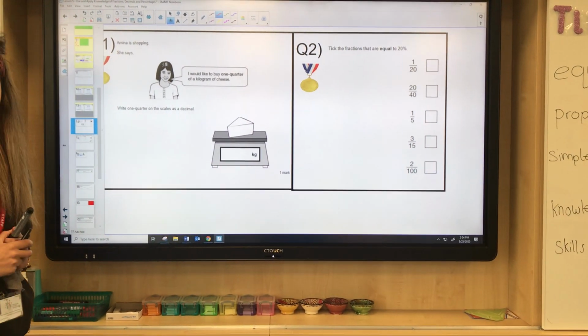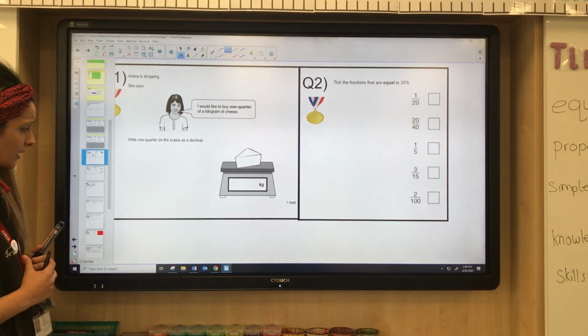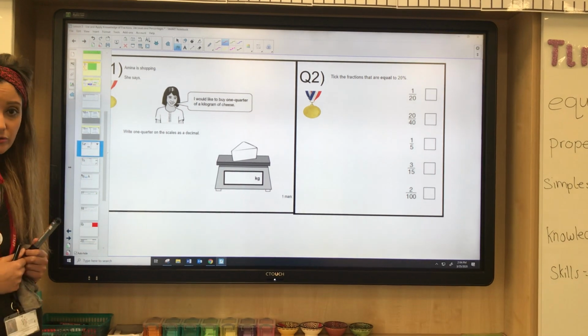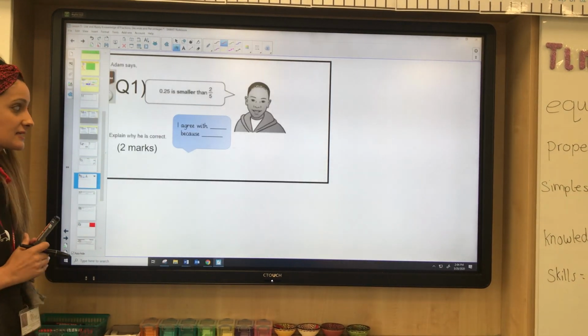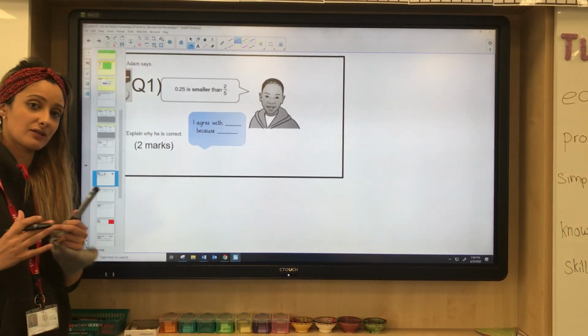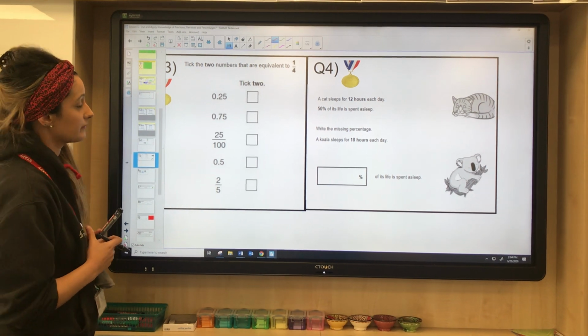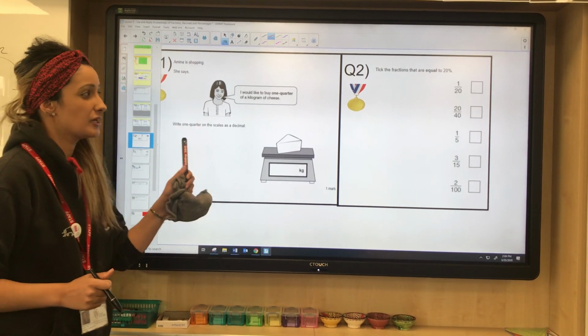Now, after those 10 minutes, I would choose one of these gold questions to model. If most of the children have flown through those gold questions, I would then, as a teacher, make the decision, well, maybe we'll have a look at platinum. As a teacher I have to make that judgment call on where most of my class are at. However, for this particular video, let's have a look at this gold question, question 2.